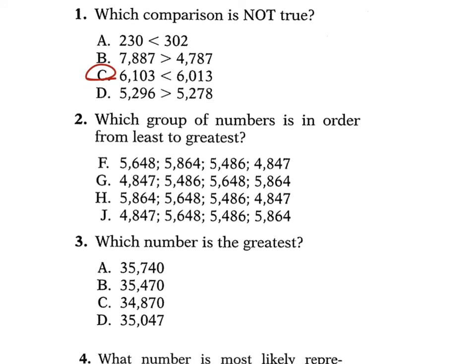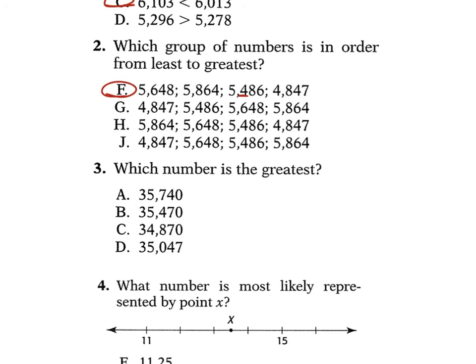For 2, it asks which group of numbers is in order from least to greatest. So for F, we have 5,648, 5,864, 5,004. That's not right. Least to greatest. For this one, the 4 is less than any other number, so that would have to be the one that comes first. For 3, we have which number is the greatest. So all of these have 5 in the thousands place except the 4, so that one will be crossed out. Moving to the hundreds, that 7 is greater than the rest, so A would be your answer.